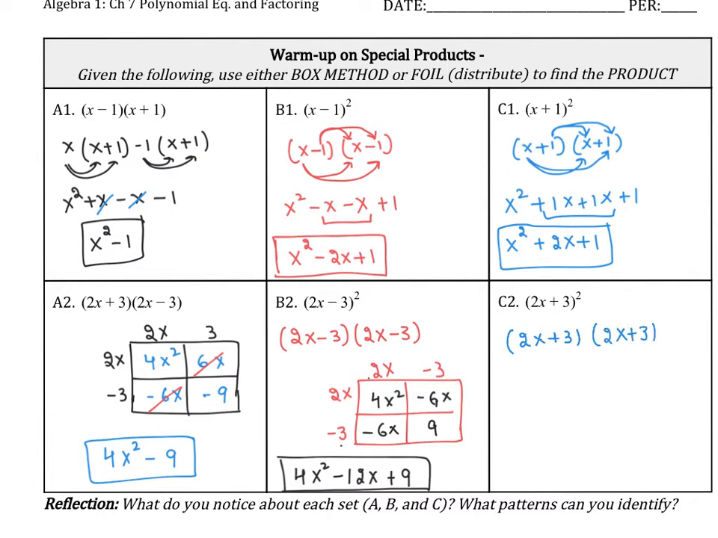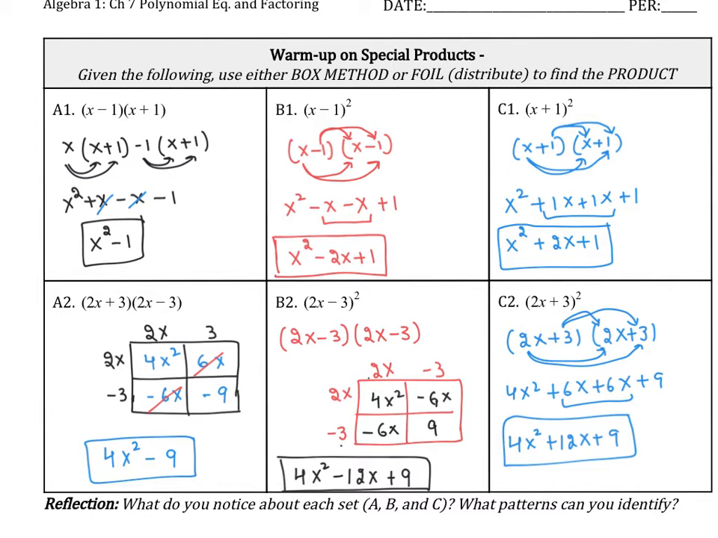2x plus 3 multiplied by itself. 2x times 2x is 4x squared, 2x times 3 is 6x, 3 times 2x is 6x again, and 3 times 3 is 9. Combine the like terms, you get 4x squared plus 12x plus 9.